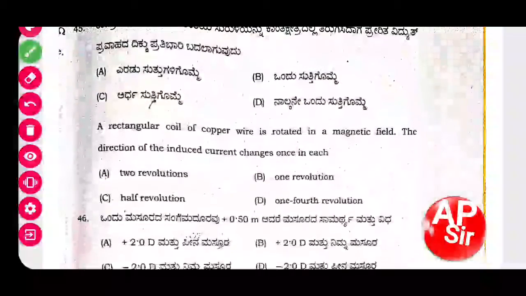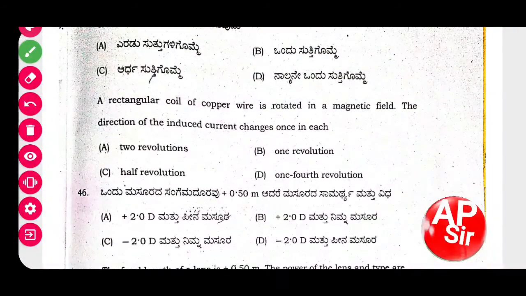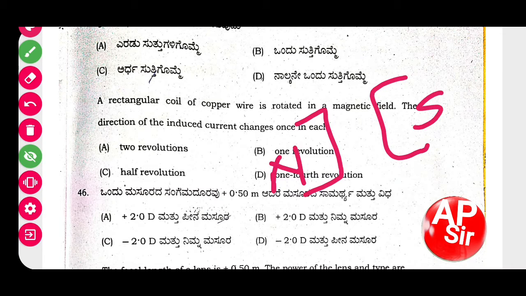We'll go to question number 45: a rectangular coil of copper wire is rotated in a magnetic field. Like you have learned already, a rectangular coil of copper wire is rotated. The direction of induced current, they are asking about the generator. Like this you have learned, north, south, one rectangular coil is here. We'll give the name ABCD to the rectangular coil.